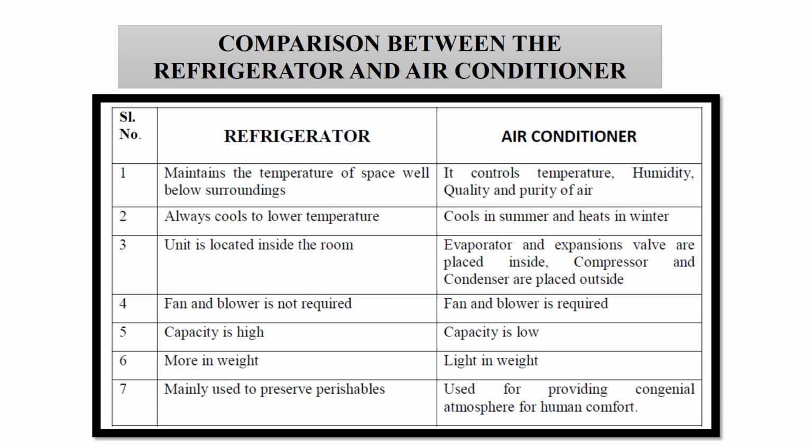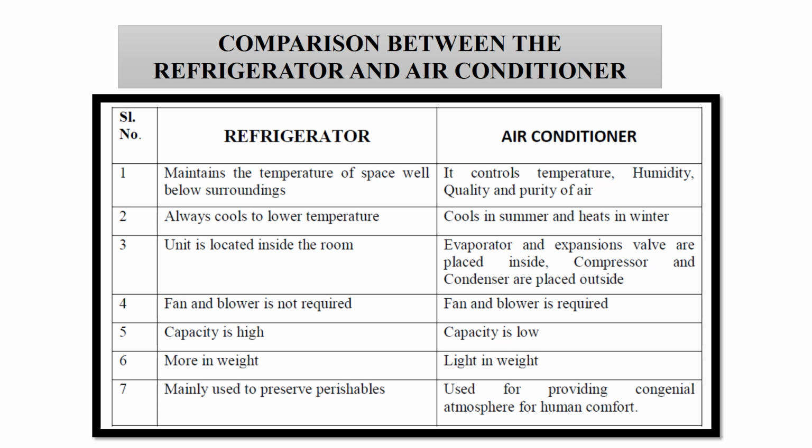So what is the difference? Very simple. A refrigerator only reduces and maintains the temperature, but air conditioning will also filter the air and maintain the humidity. A refrigerator is always at a cool temperature, but air conditioning you can use in summer as well as winter conditions. The refrigerator unit is completely located inside the room, whereas in air conditioning the evaporator part will be inside the room and the condenser and compressor will be outside the room.